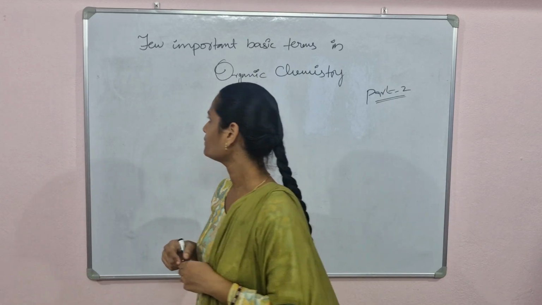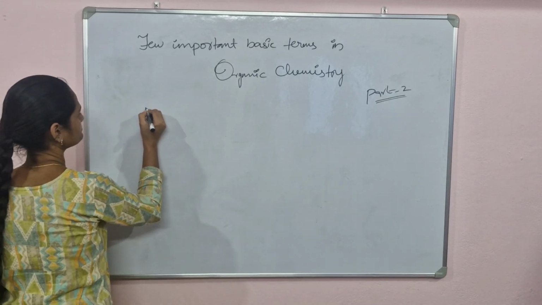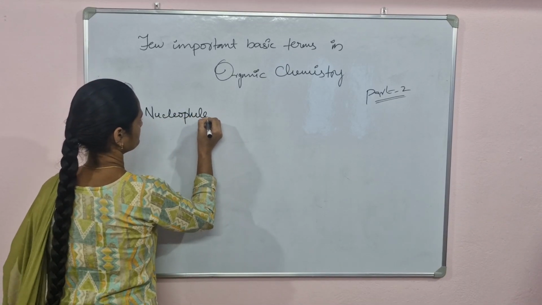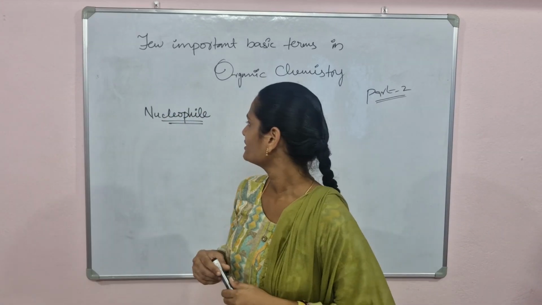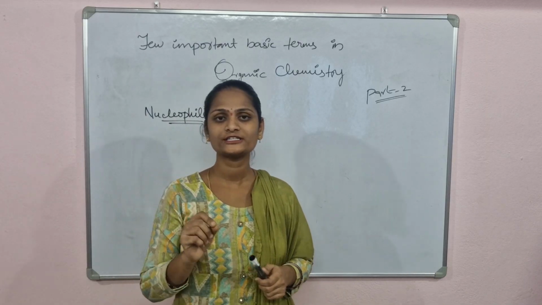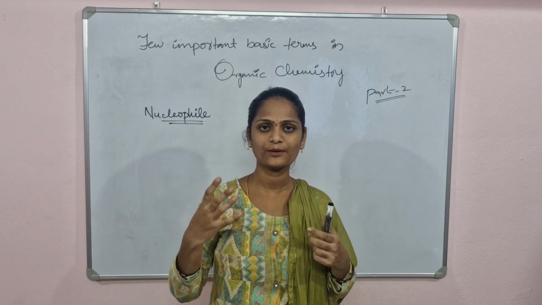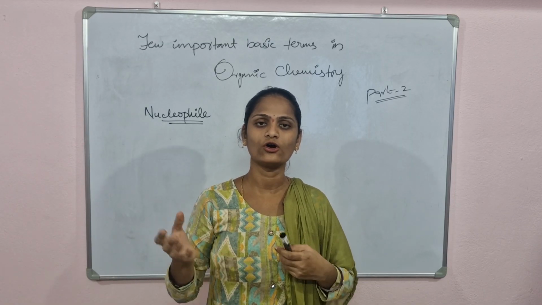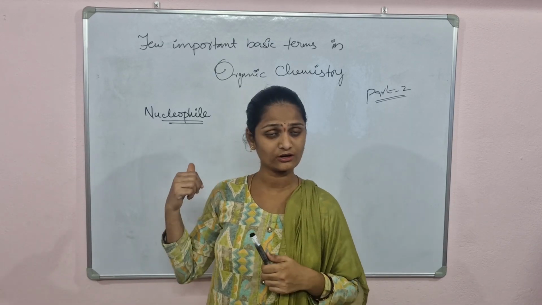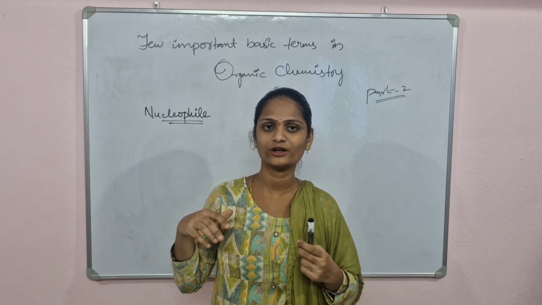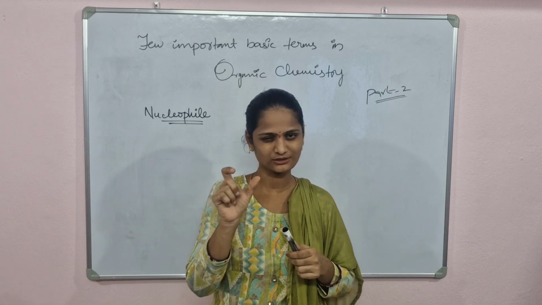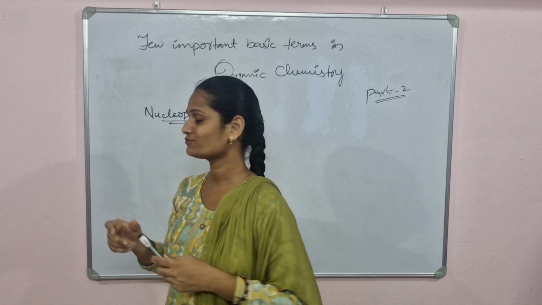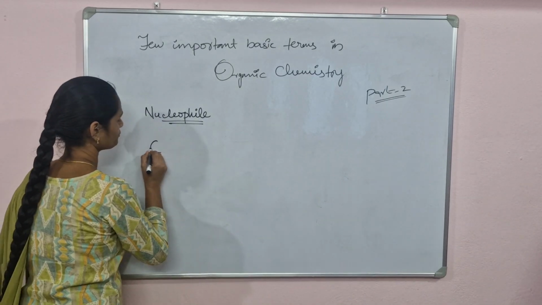In that, number one is nucleophile. Nucleophile is an electron-rich species. It has a capability to donate an electron pair to an electron-deficient molecule or an atom. To better understand this, we have an example. I'll tell you after the definition of an electrophile. Next definition is electrophile.